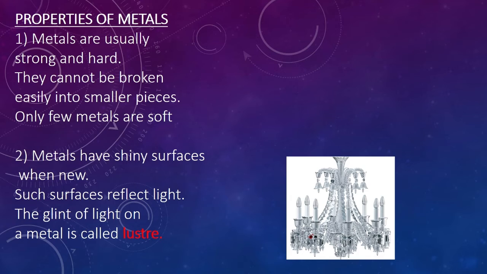2. Metals have shiny surfaces when new. Such surfaces reflect light. The glint of light on a metal is called luster. So you can see the image on your screen. You see how glistening the image is. This is a metal, and its brightness, the way it's bright, is known as luster.